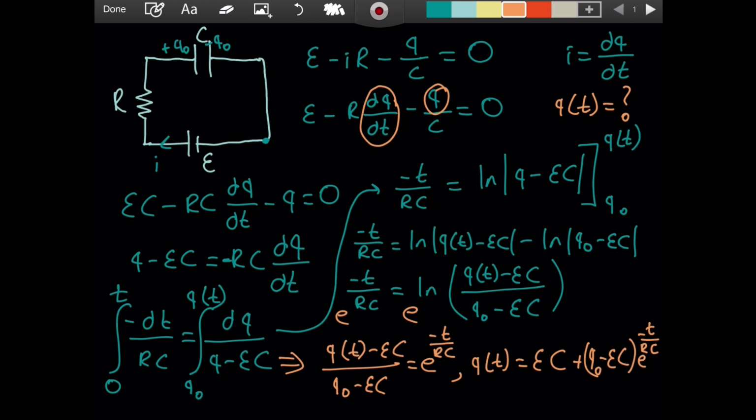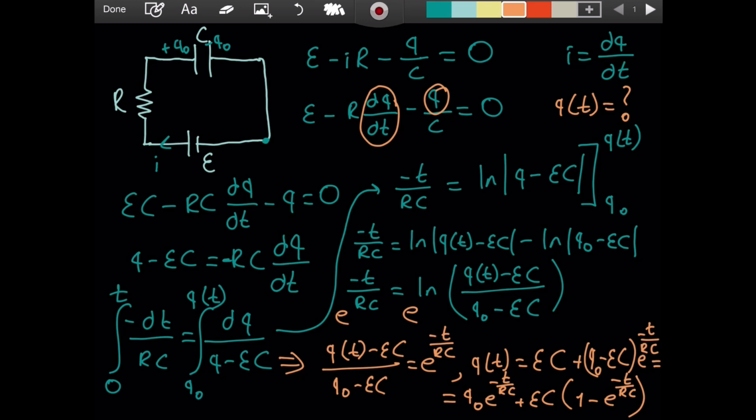And well, is there a better way of writing this? There is. There clearly is. And that is, well, is there though? I'm not sure actually. Maybe there is. I don't know. Let's try this. Q naught e to the power of negative t over RC, and then plus epsilon c. Yes, I guess this is better. It is going to be then 1 minus e to the power of negative t over RC. Are these equivalent? Yes, they are equivalent.